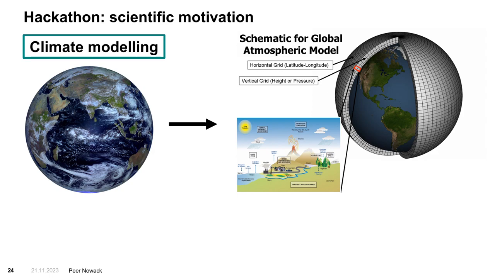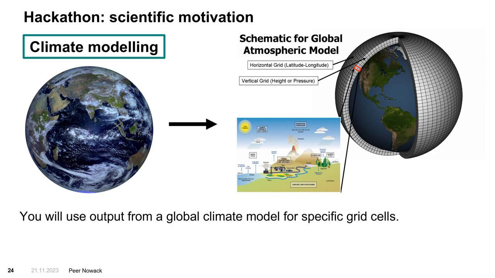Now, I don't want to overcomplicate this. So this regular grid is still present in some of these models, but many modeling centers have also moved on to more complex grid structures by now. But still, the output is often given on longitude-latitude grids just because it's easier to process. And you will get output from such a climate model or Earth system model for specific grid cells.